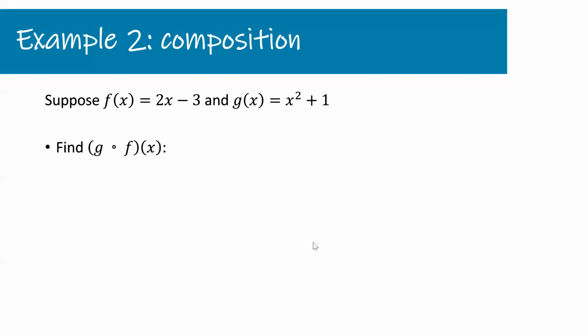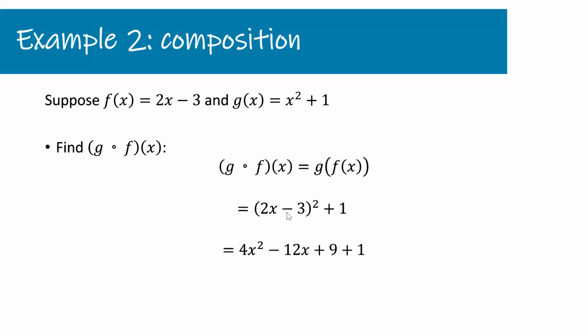So to get our solution, anywhere we see the x, which is right here in g, we're going to plug 2x minus 3 in. So that means we're going to have 2x minus 3 squared plus 1. Now again, be careful with your algebra here. Make sure that you square this carefully. You're going to get 4x squared minus 12x plus 9, plus that 1 is still sitting out here. Combine those like terms and you get your final answer of 4x squared minus 12x plus 10. Notice that order matters. f of g of x and g of f of x are not the same thing.